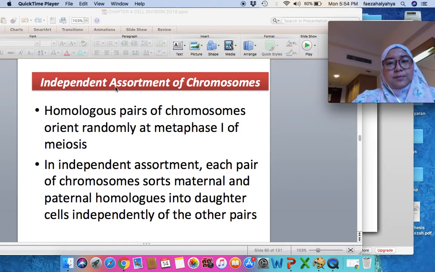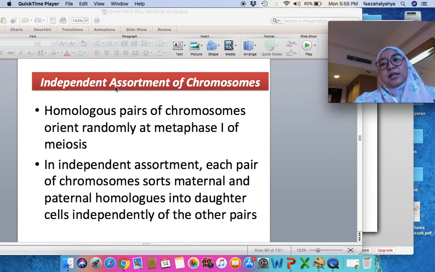So what does it mean here? Apa yang dimasukkan kat sini adalah waktu independent assortment, waktu metaphase 1, homologous chromosome tadi akan beratur dekat metaphase plate tu secara random. Kita tak boleh tentukan paternal set belah atas semua, maternal set belah bawah, tak ada. Dia beratur secara random lah. So each pair of chromosome sorts maternal and paternal homologous into daughter cell independently of the other pairs.